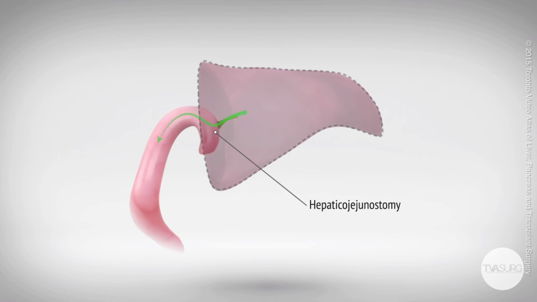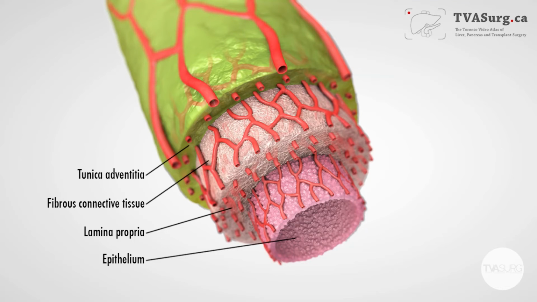And you may wonder why they don't instead use some kind of a shunt, a synthetic tube or a vein graft to reestablish this connection. It's because the bile ducts are vascularized. Like major arteries, bile ducts receive their own blood supply. If this blood supply is cut off, the structure will die.